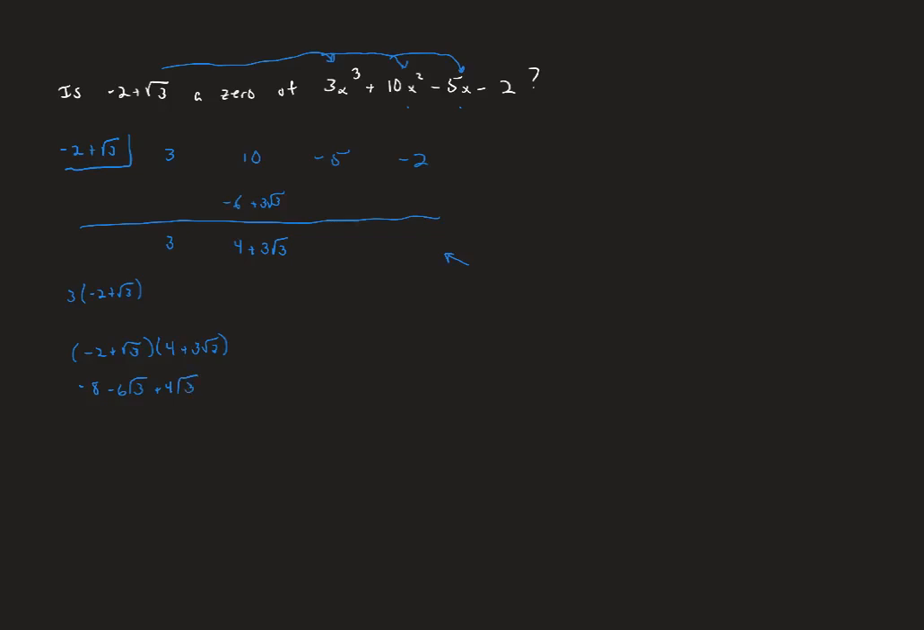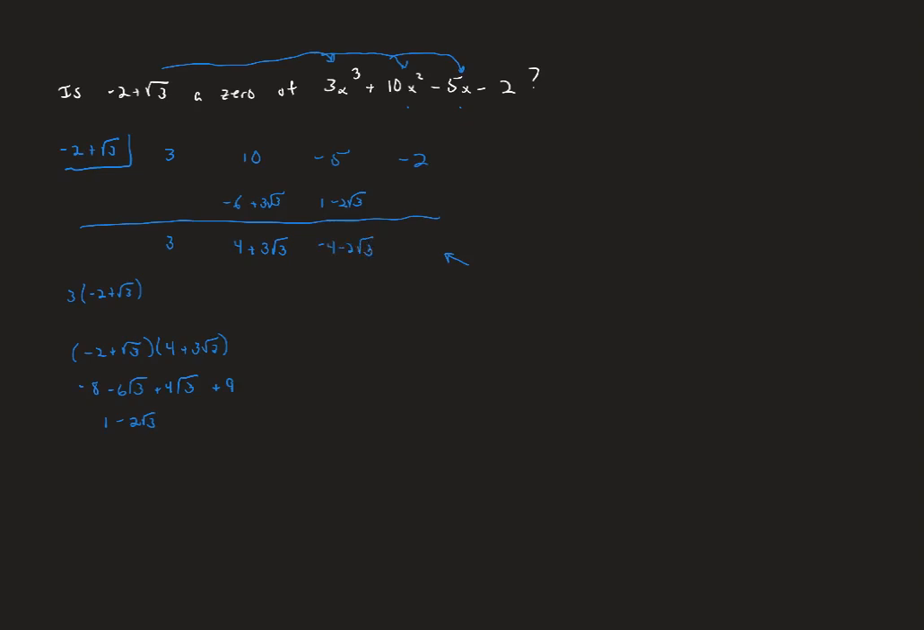Square root of 3 times 3 square root of 3 is going to be 3 times 3, a 9. So that -8 and 9 are going to make that 1. The -6 square root of 3 and the 4 square root of 3 make that a -2 square root of 3. Yuck. So that's 1 minus 2 square root of 3. Okay, slogging on, we're going to add these together. So now we have -4 minus 2 square root of 3.